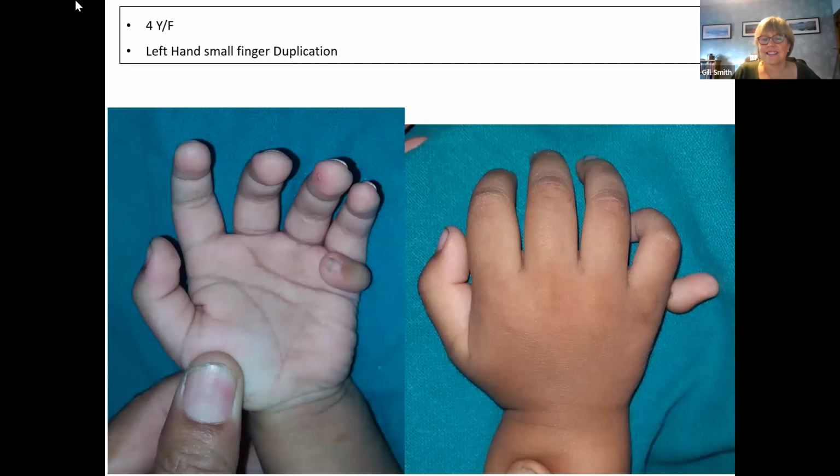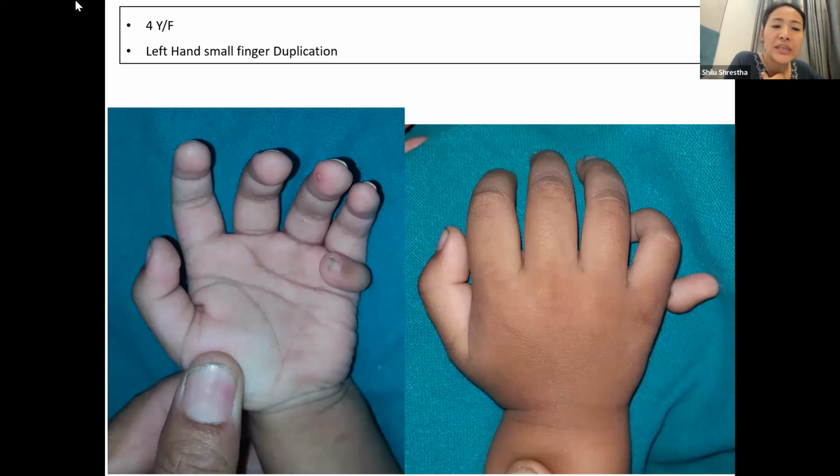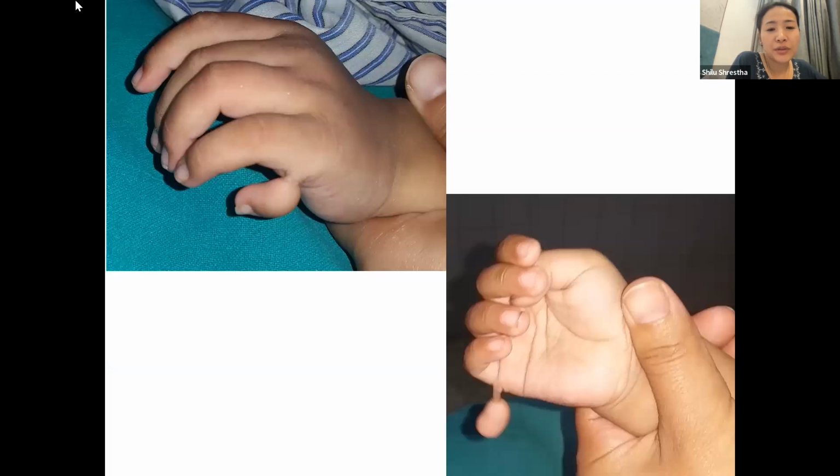So this is the final, very simple case. Just put it to ask if I'm missing something. This is a 4-year-old girl with a duplication of the small finger. Can you move to the second slide, please? It was pretty straightforward for me. It was just a simple excision. So is there anything that I should be more careful for? Is it just a simple excision for you too?